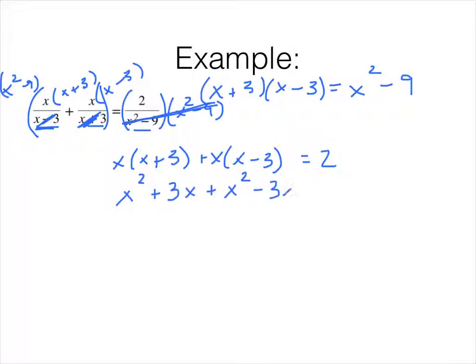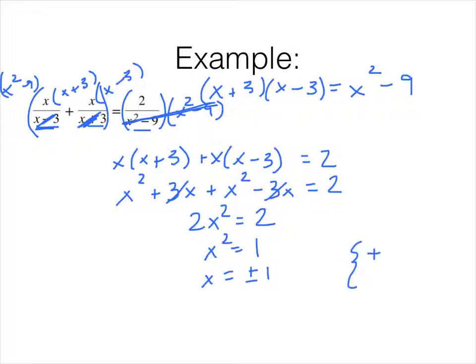Minus 3x, so those 3x's are going to cancel. And we have 2x squared equals 2. And x, therefore, if we divide both sides by 2, x squared equals 1. And x is plus or minus 1. So our solutions are positive and negative 1. Now, real quick, before I say that for sure, let's double check. If you plug in a 1 or a negative 1 here, here, or here, are we going to end up with a 0? No, we are not. So that takes care of that. Next one.